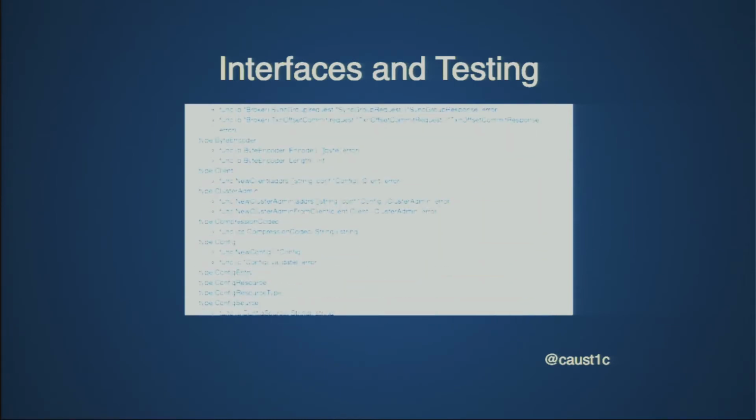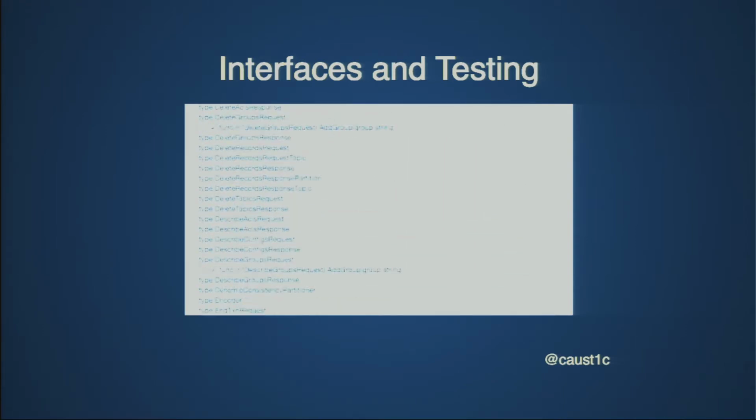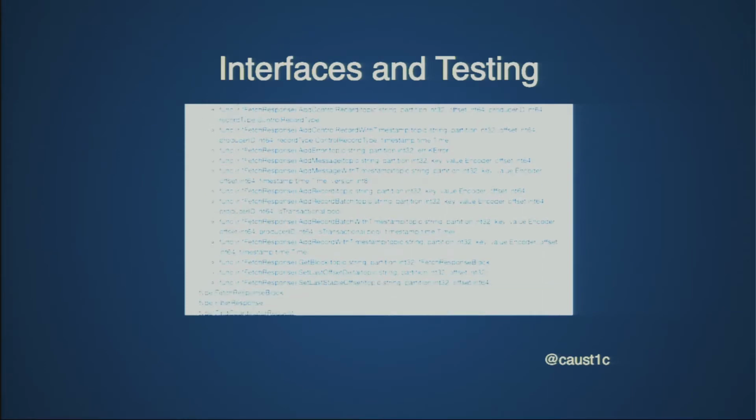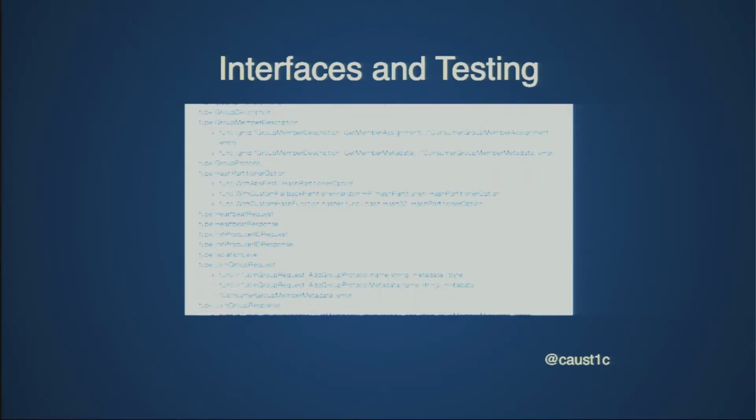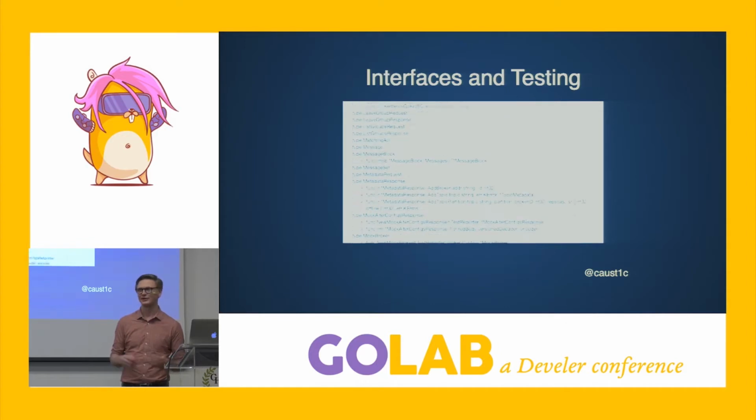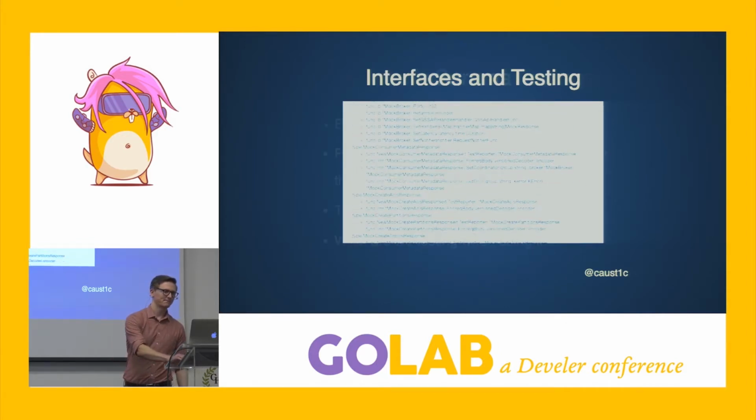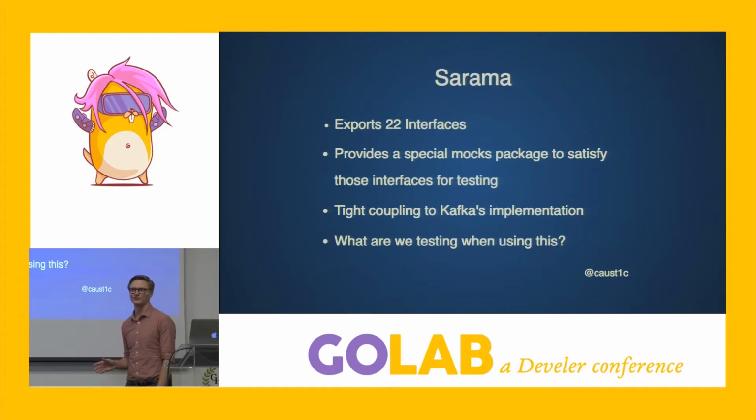So right here you can see we're scrolling through the API, which is somewhat massive. And there's nothing wrong with that. It's basically got to do with the Kafka implementation itself. It's got an interface for every method. But what it has is it exports 22 different interfaces. And because it exports all these interfaces, it provides a special mocks package just to be able to handle those interfaces for testing. However, these interfaces fundamentally have a very tight coupling to the Kafka implementation.